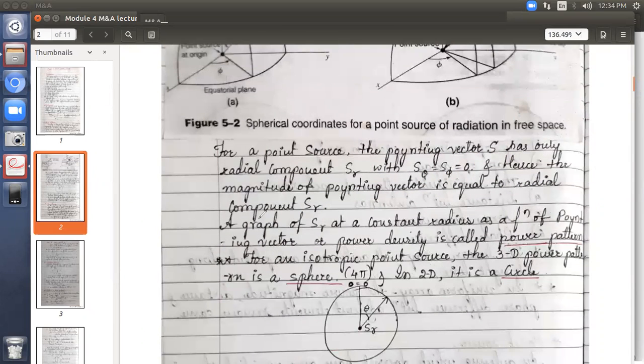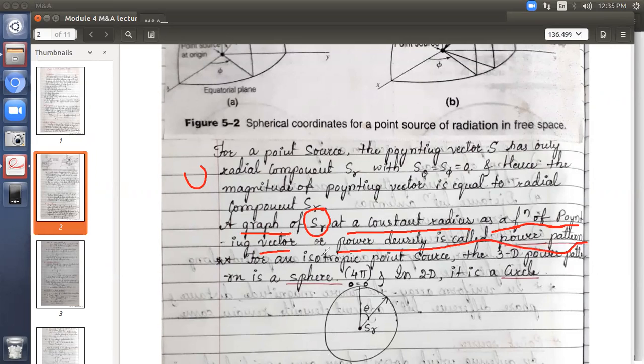Now, what is a power pattern? Just like radiation pattern, we should define it. What is a power pattern? So it's a graph of what? In radiation patterns, it is a graph of radiation intensity U. Here in power patterns, it is a graph of SR, that is the radial component of the Poynting vector at a constant radius as a function of angle. Radial component SR, it's a graph of SR. Okay, it is called the power pattern.